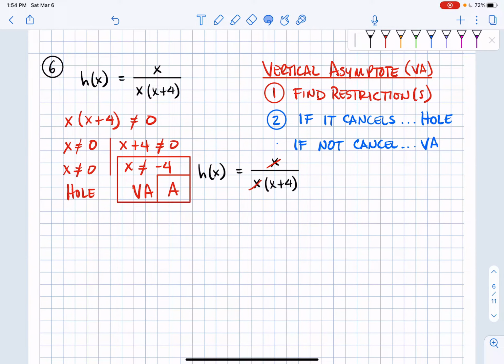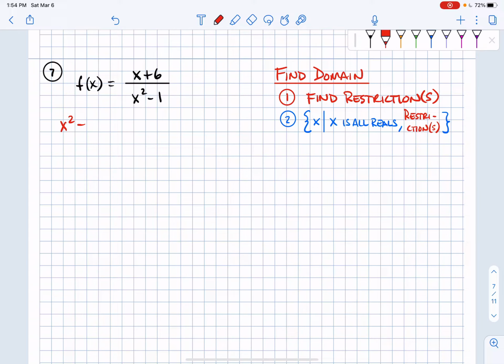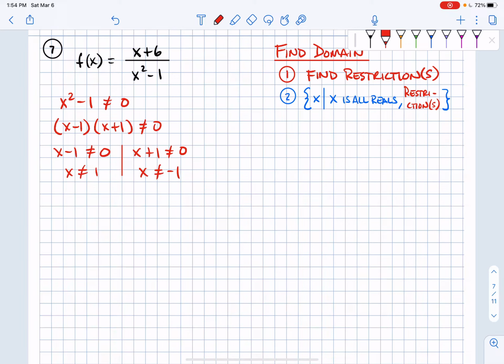There we go. All right, on to number 7. Number 7 wants me to find the domain. So first, I need to find the restrictions, which again, I take the denominator and say that it cannot equal 0. I can factor that because that's the difference of 2 squares. Then I take each factor and say that it cannot equal 0. x plus 1 cannot equal 0. So x cannot be 1 and x cannot be negative 1.